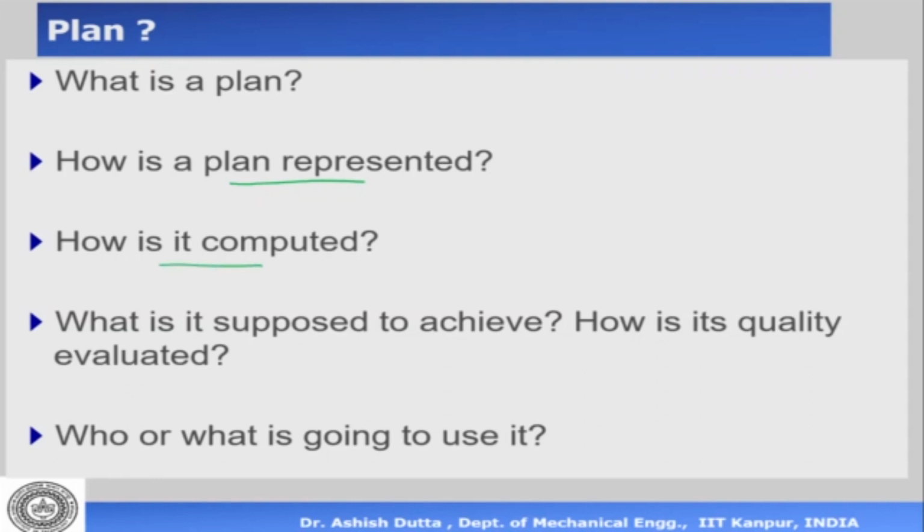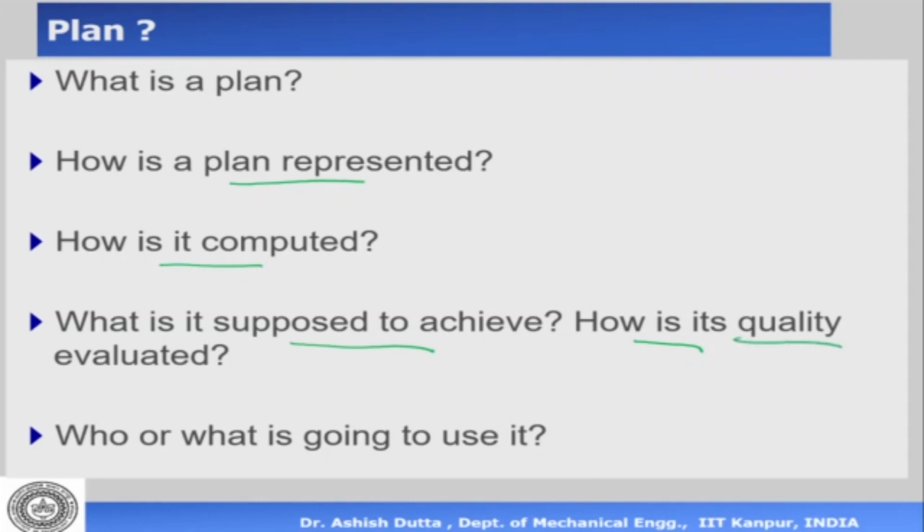How is it computed? There would be some computation involved. Okay, what is it supposed to achieve? How is quality being evaluated? For example, what is it supposed to achieve? This plan is supposed to achieve that the mobile robot will reach the goal satisfactorily or safely without hitting the obstacle. How is quality evaluated?